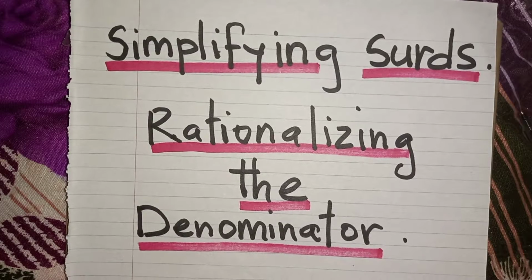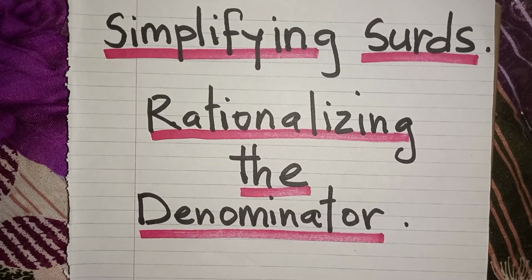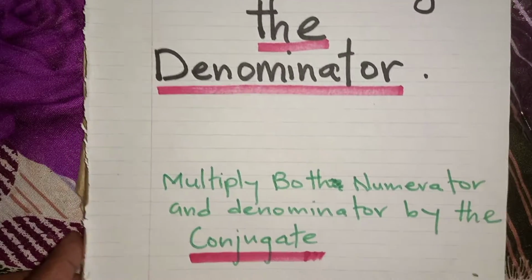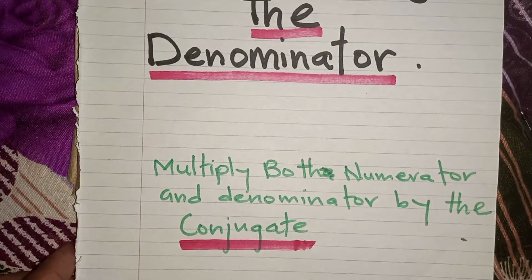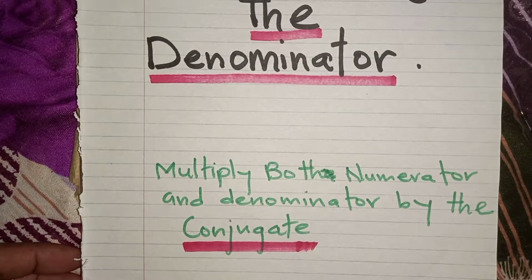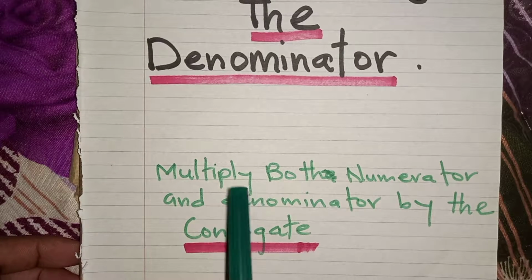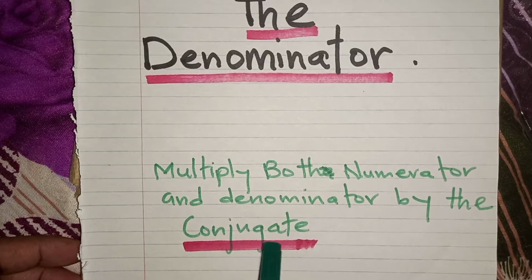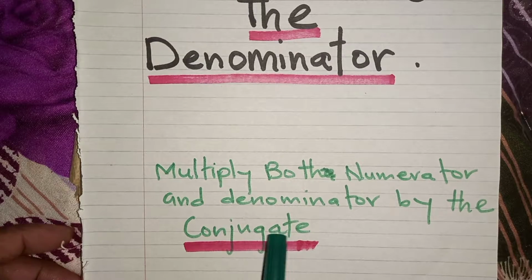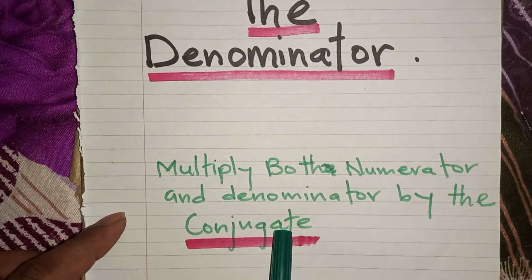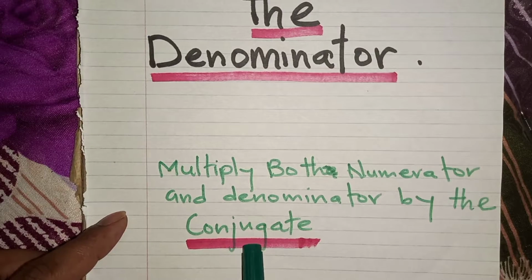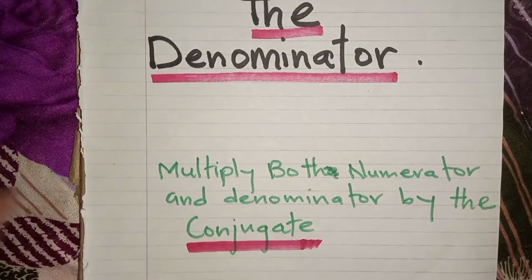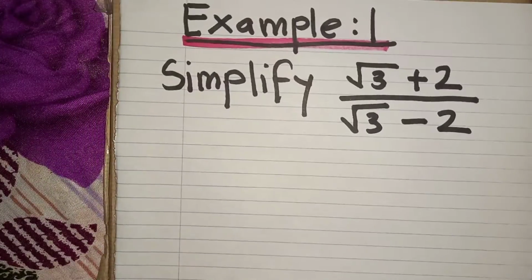Now, when we are rationalizing the denominator, we are basically looking at some basic rules first. The first one is we have to multiply both the numerator and the denominator by the conjugate. Now, this conjugate is basically the conjugate of the denominator. Okay, so let's do one example and then let's discuss it.